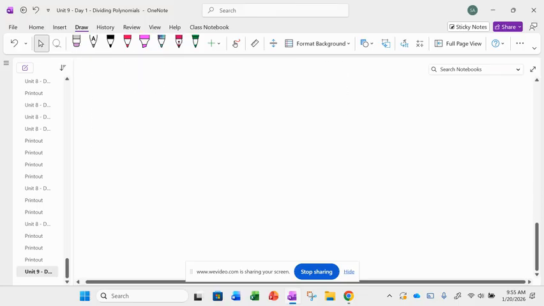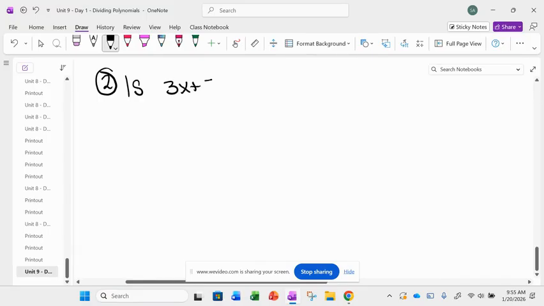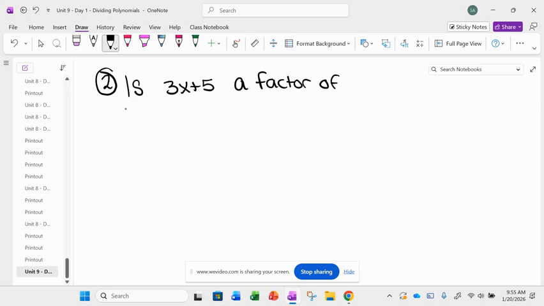Next one. I want you guys to try this one on your own. Is 3x plus 5 a factor of 30 minus 2x squared minus 2x plus 6x cubed? What do you think the first thing I'm going to recommend you do here? Good. Put it in standard form. Put it in descending order. So put the dividend in descending order. Should we still always make sure that every exponent is accounted for? Yes. Is every exponent accounted for? Yeah, it's just in the wrong order.